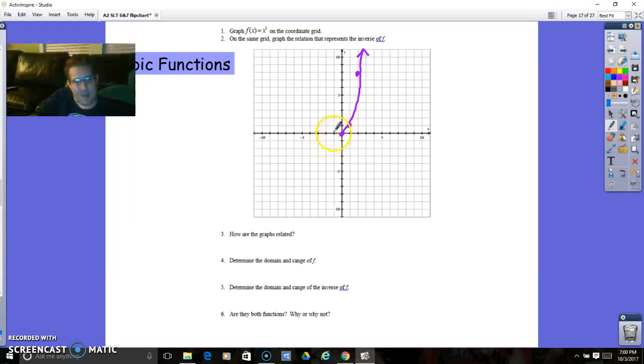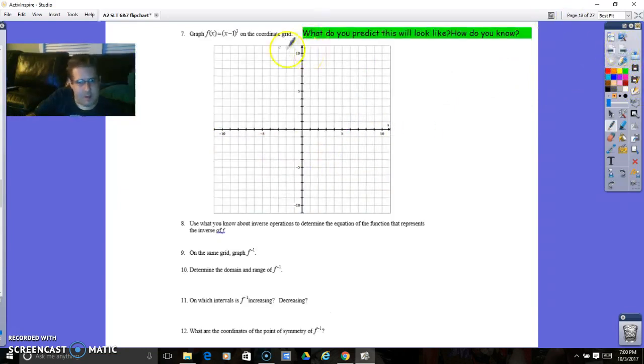Cubic roots also have negative answers. -1 times -1 times -1 is -1. -2 times -2 times -2 is -8. So the function is going to look something like that. Now, is the inverse of this going to be a function? It absolutely is. And it's going to end up looking something like that, okay, if I was going to graph it. So that is a function. No matter where I put a vertical line, it's going to still be a function.